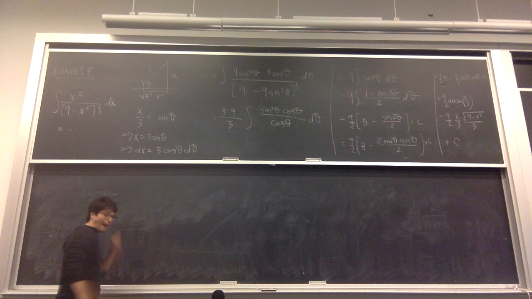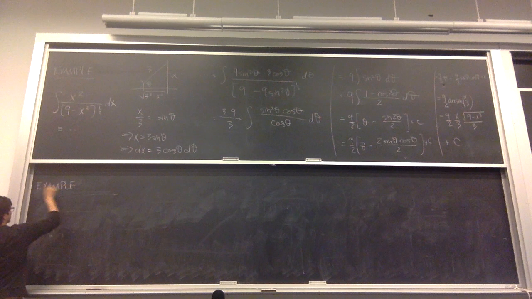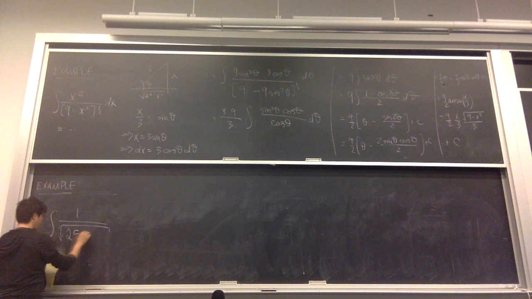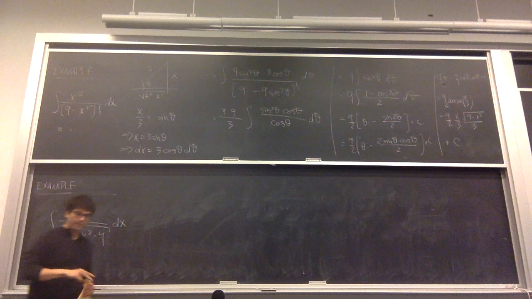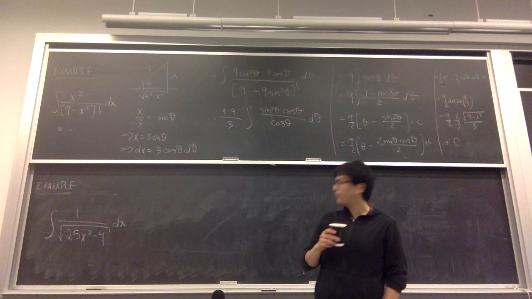For your consideration. Integral of 1 over root 25 x squared minus 4 dx. I'll show you a shortcut. Try to set up the reference triangle. I am going to show you a trick here.